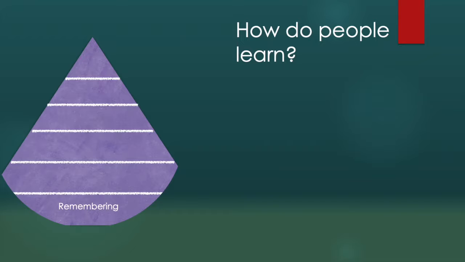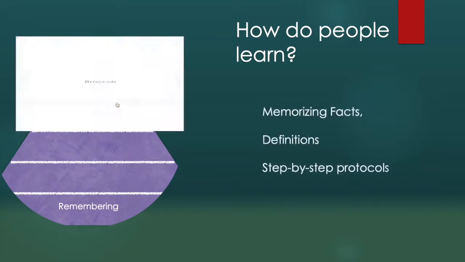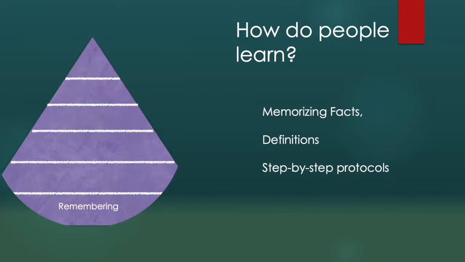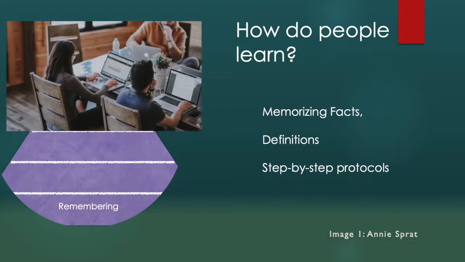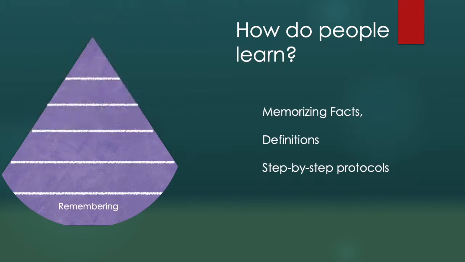Remembering knowledge in the form of facts, definitions, or order of events is the foundational level of Bloom's taxonomy, as it relies only on recollecting information and no additional thought process. Memorization does not reflect actual understanding of concepts.